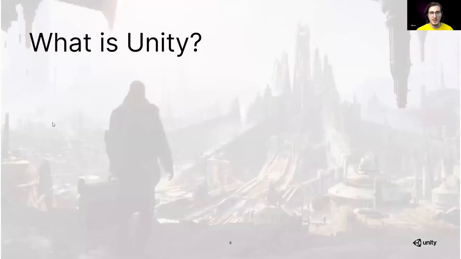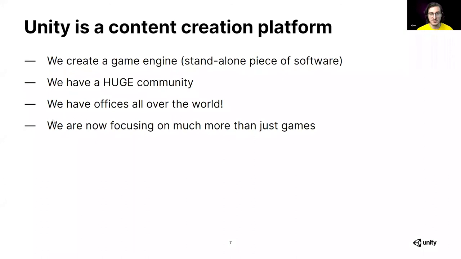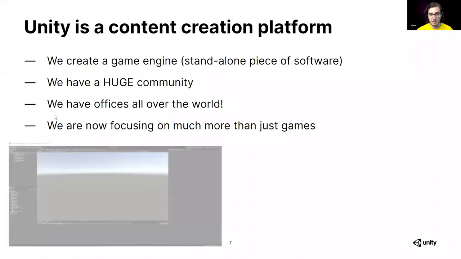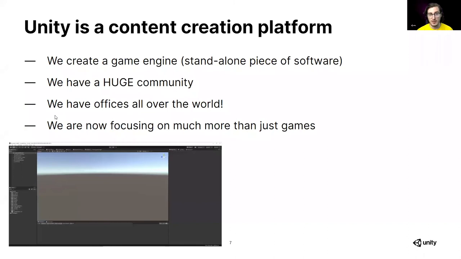So what is Unity? So really, we're a platform in itself. At its core, we create what we call a game engine. This is the standalone piece of software that's available. Again, it's available on PC, Mac, and Linux. And it's really a core editor itself. And we started out in games, but as you'll see, we're expanding beyond that.